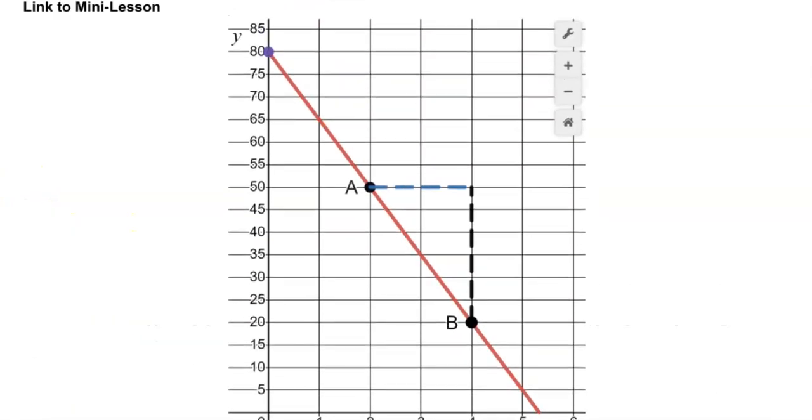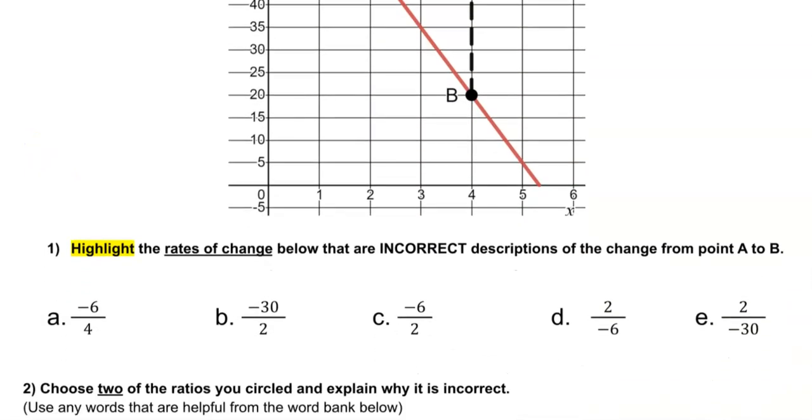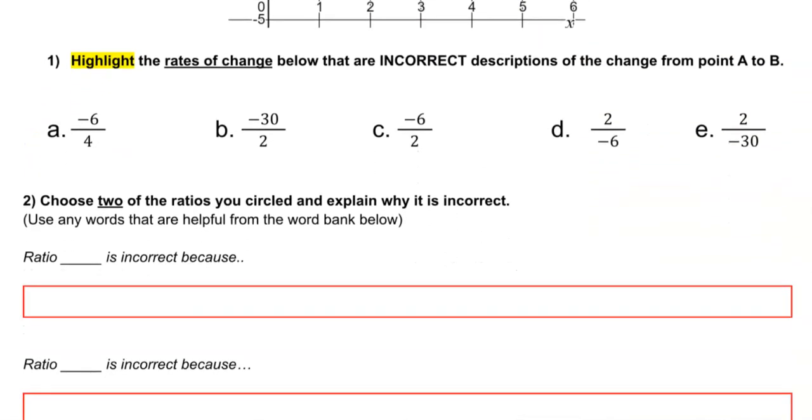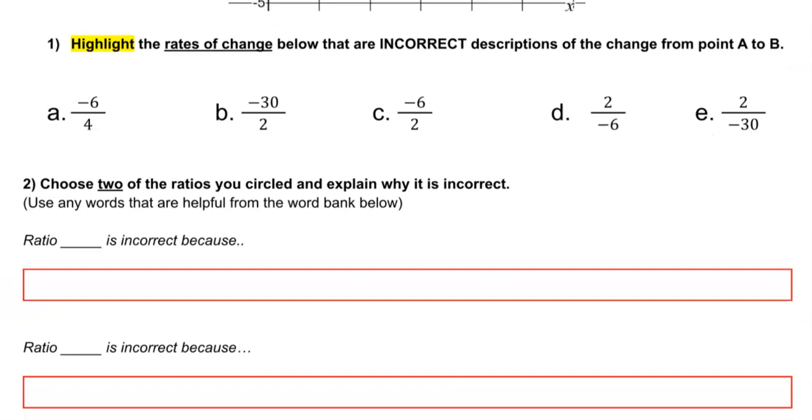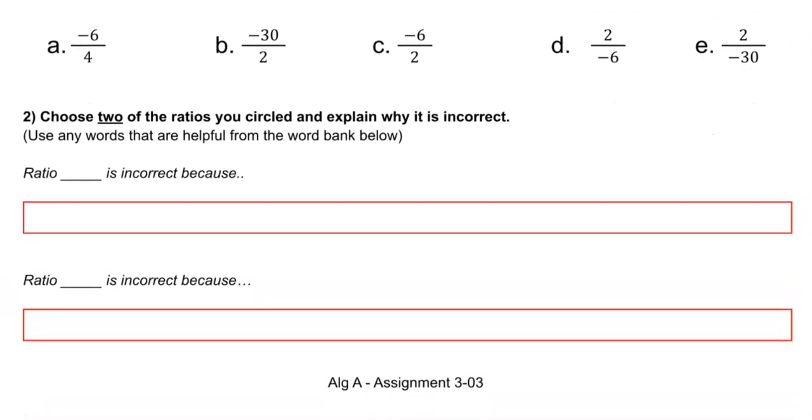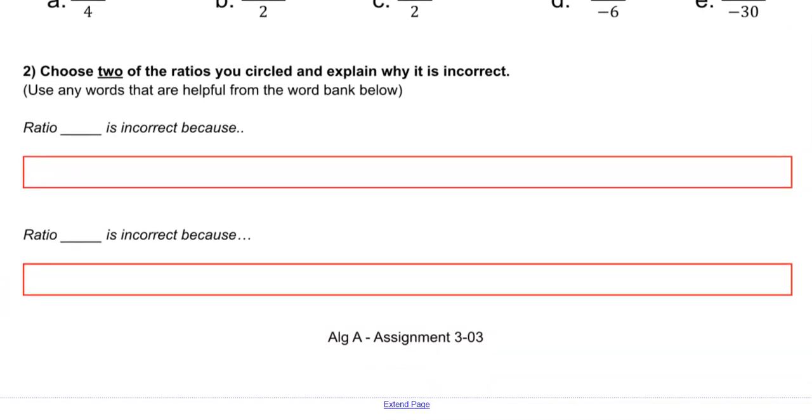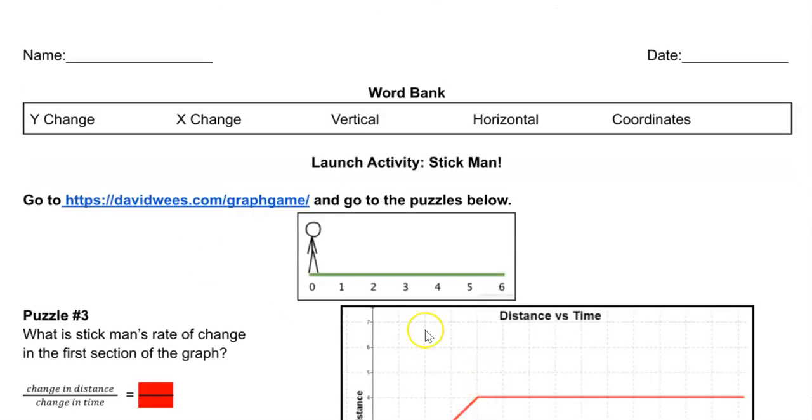So if we look, I want you guys to pay close attention to the units that we're using on this y-axis here. They're counting it by 5s and not by 1s. Then pick 2 of the incorrect ratios and explain why it's incorrect. I'm not going to go through that with you guys. You guys can figure that out on your own.